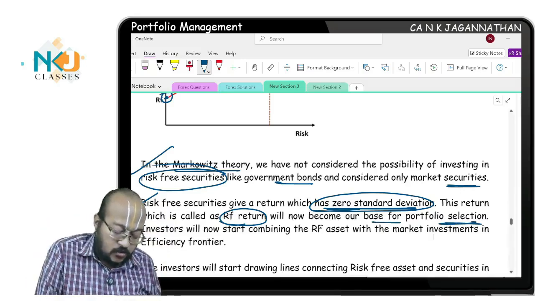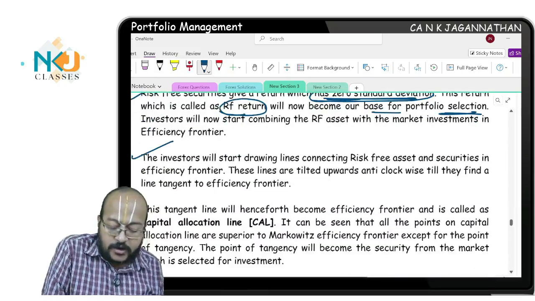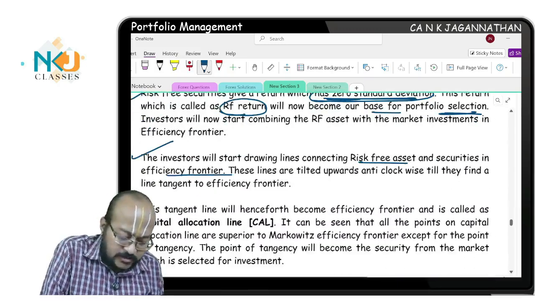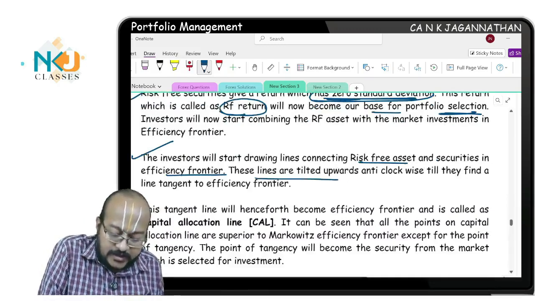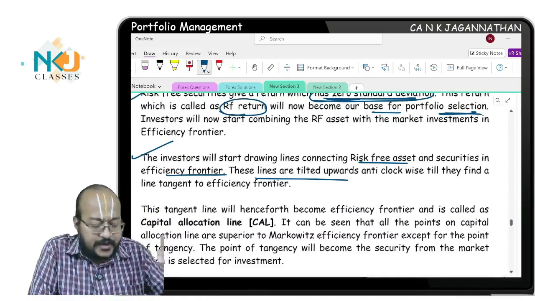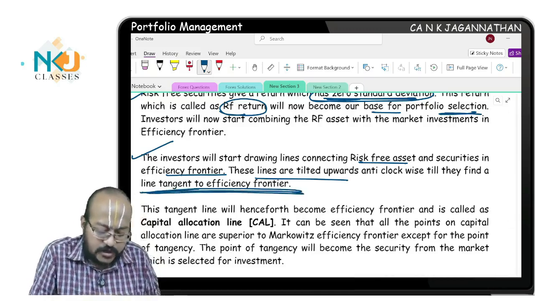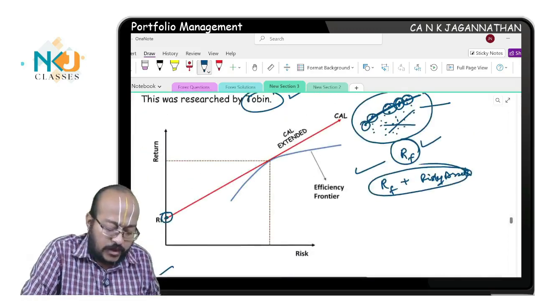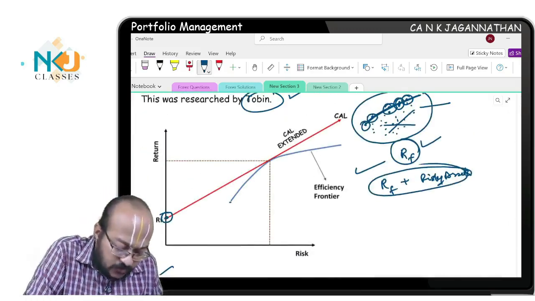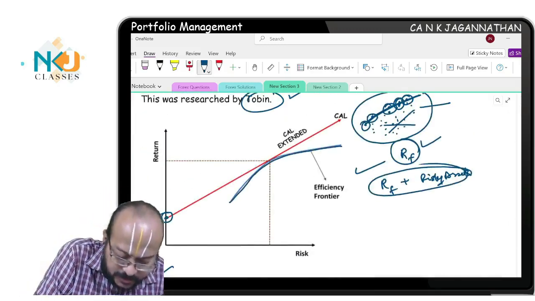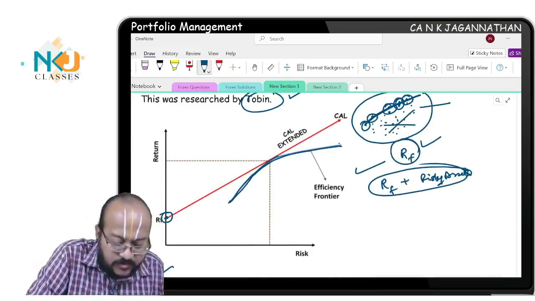Are you listening? The investor will start drawing lines connecting the risk-free asset and securities on the efficiency frontier. These lines are tilted upwards and anti-clockwise till they find a line tangent to the efficient frontier. Very simple. I'll tell you what happens here. This I have given for reference. This is the frontier, this curve. This I have given for reference.